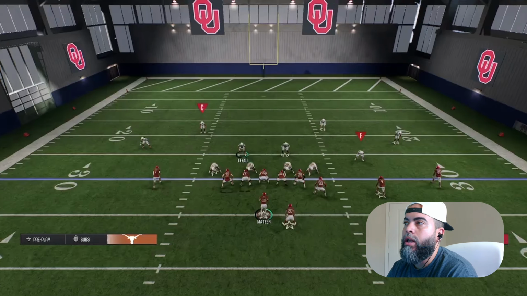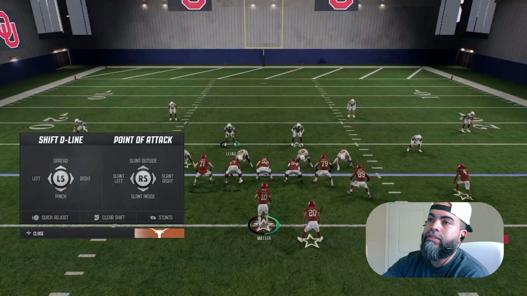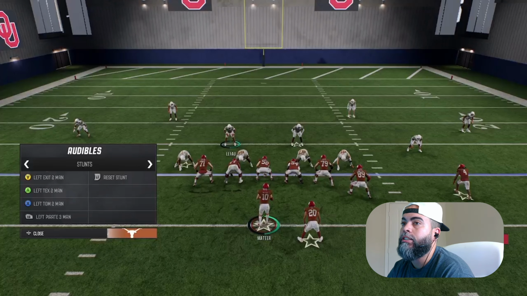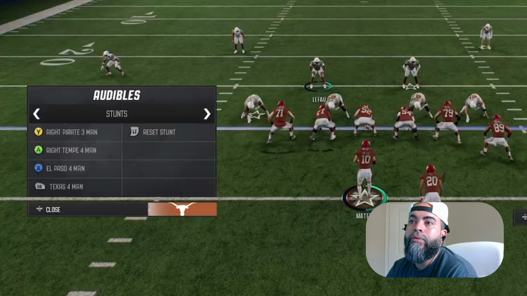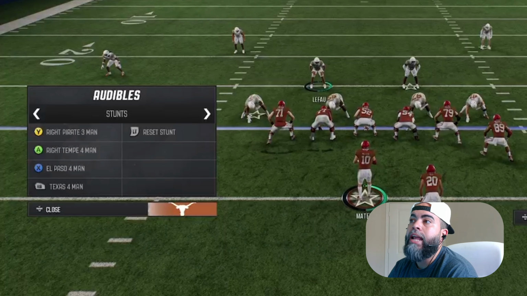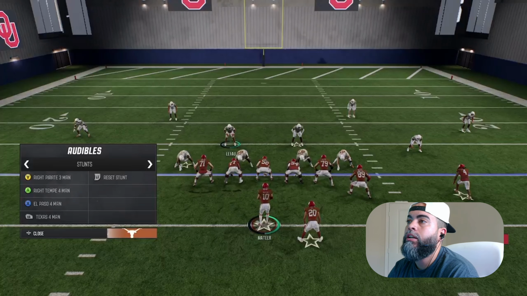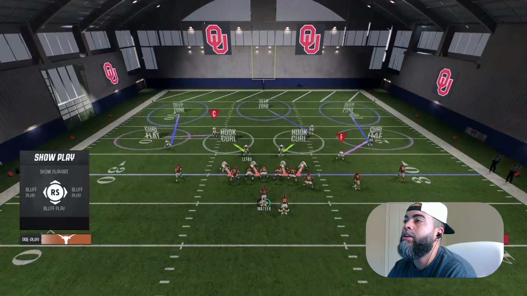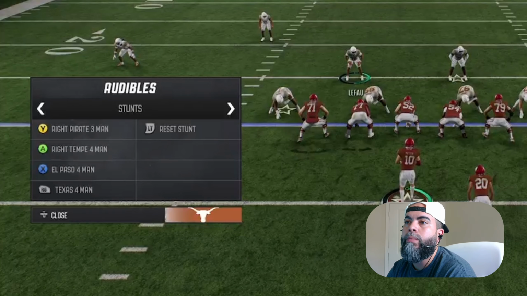So that's basically what the defensive line on the left side does on the first screen of your audible selection. Let's turn it over to the second screen, where it has Right Pirate, Right Tempo, El Paso. Like we said, it's for the middle, and it's for the rest of the D-line to be active in the stunt. Let's look at what we've got going on here. See our D-line coming in through their standard stock gaps. Now we're going to go to stunts, to the middle page, and let's do Right Tempo 4 Man.